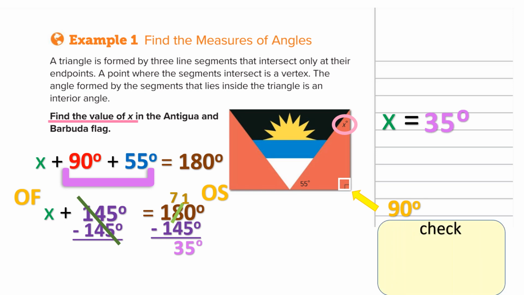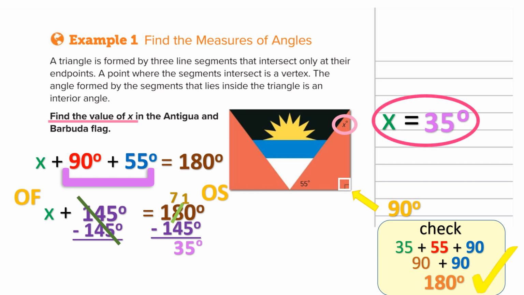And in this case, if I'm going to check my work and I'm being told what two angles are and I found the third one, if I just do the math, then I should be able to get 180 degrees. So if we're saying that x is equal to 35 and I add 35, 55, and 90, I should get 180. Well, 35 plus 55 is 90, and 90 plus 90 is 180. I've checked my work. I know I'm right. So my answer is x is equal to 35 degrees.